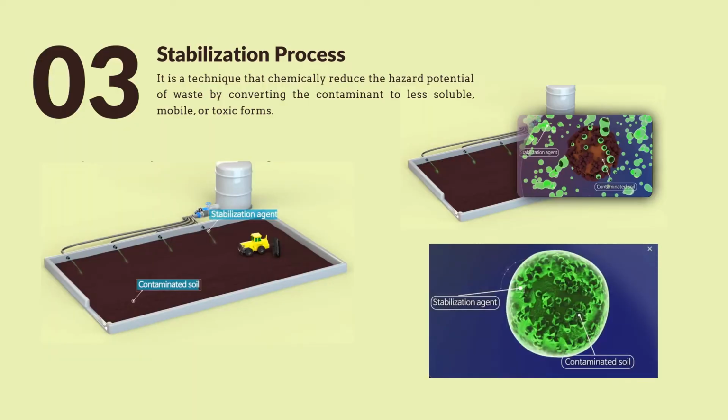The stabilization process is a technique that chemically reduces the hazard potential of waste by converting the contaminant into less soluble, mobile, or toxic forms. So this process involves the use of stabilizing agents that facilitates a chemical reaction to increase the binding power or force between the soil and the contaminant to help prevent the spread of it. And it also helps reduce the leachability of the stabilized waste after treatment. This treatment will help convert the waste into a stable, insoluble form.